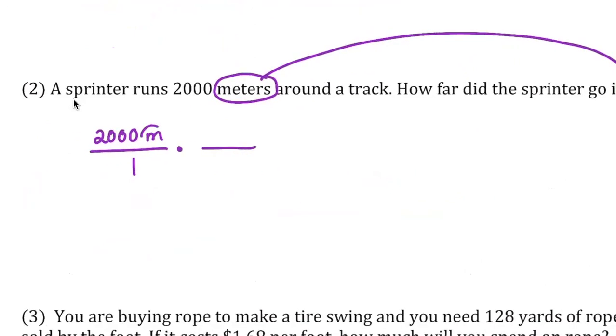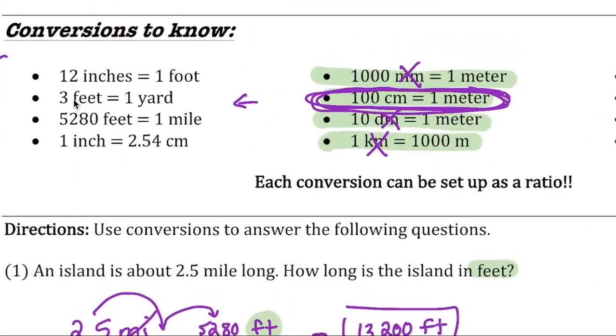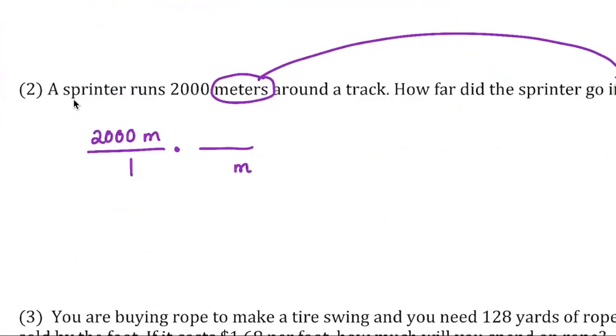So if I know meters are going to be on the top up here, that means meters have to go on the bottom. So in that conversion factor, 1 meter is 100 centimeters. So 1 meter is going to be 100 centimeters. Now our meters are going to cancel, and what we're currently in is centimeters.